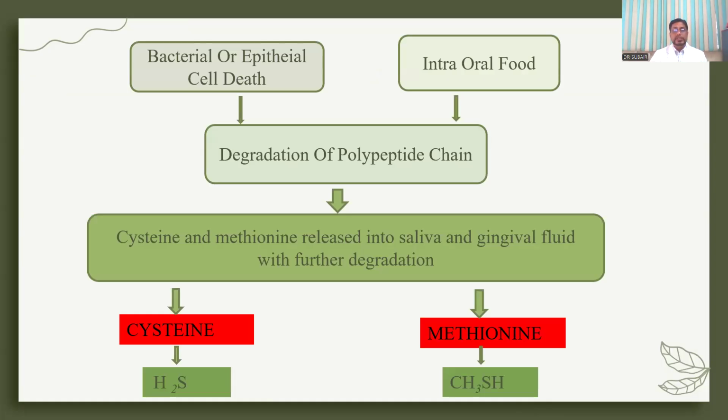how it is. Finally, the production of hydrogen sulfide or methyl mercaptan, the volatile substances which contribute to oral malodor. The bacterial or epithelial cell death from the intraoral food degrades the proteins into polypeptide chains, then into individual amino acids. Later, these amino acids are converted into volatile sulfur compounds, including hydrogen sulfide and methyl mercaptan.